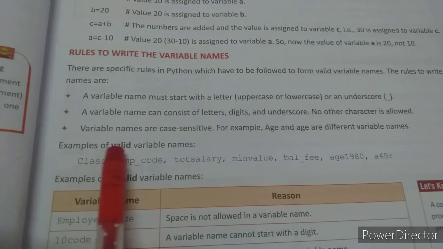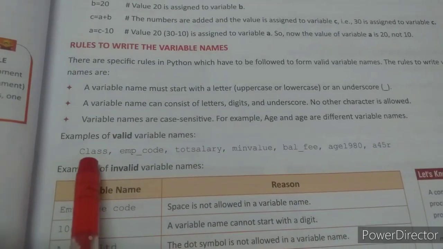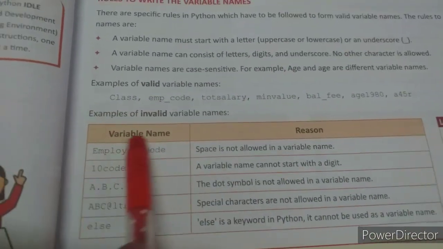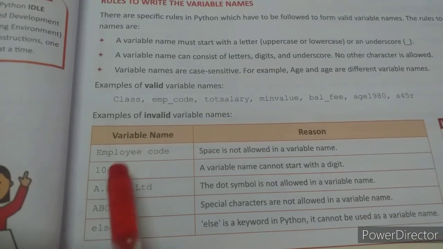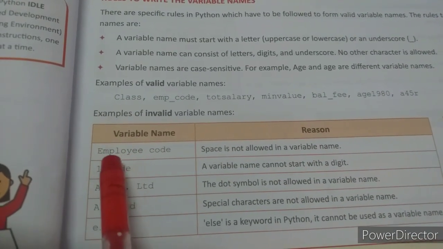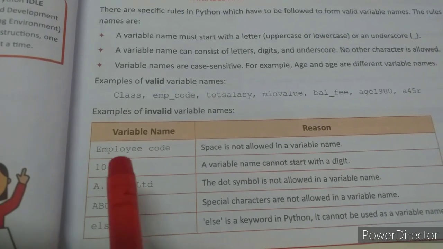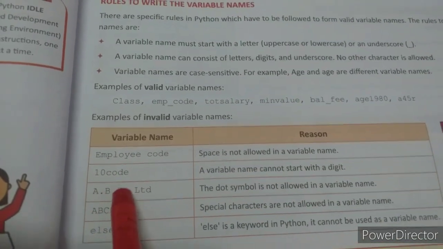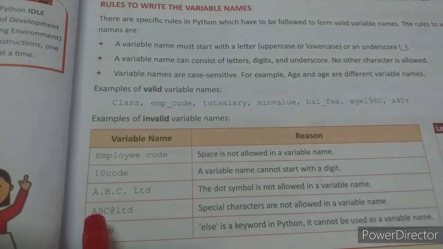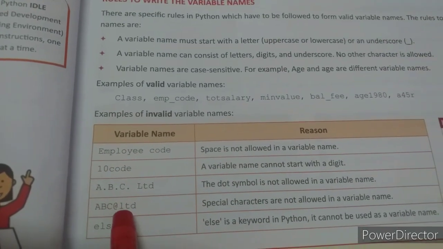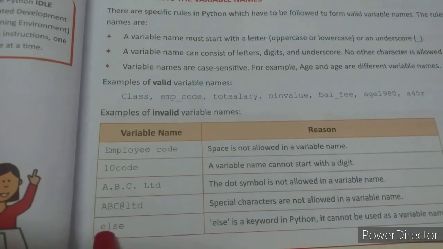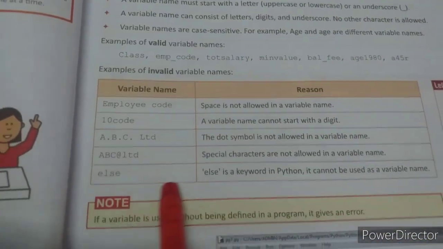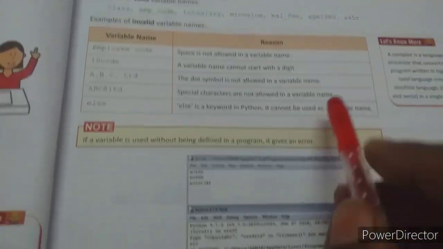Here are some examples of variable names. Now let's see whether these are valid or not. Employee code with a space: here space won't be allowed. 10code: why? Because starting with a numerical digit won't be accepted. A.B.C: here dot won't be allowed. ABC@ltd: here the @ symbol is not allowed. Else is a keyword, that's why it won't be accepted as a variable name.